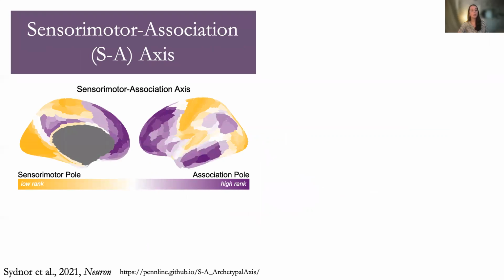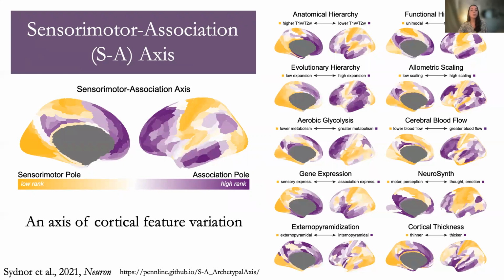The sensorimotor-association axis, or the SA axis, is an axis of brain organization that is globally arranged from primary cortices at the sensorimotor pole to modality selective and multimodal cortices in the middle, and then to transmodal cortices at the association end of the axis. This axis captures continuous and concerted variation in remarkably diverse features across the cortical sheet, including but not limited to features like cortical connectivity, cerebral blood flow, gene expression, laminar architecture, and evolutionary expansion.